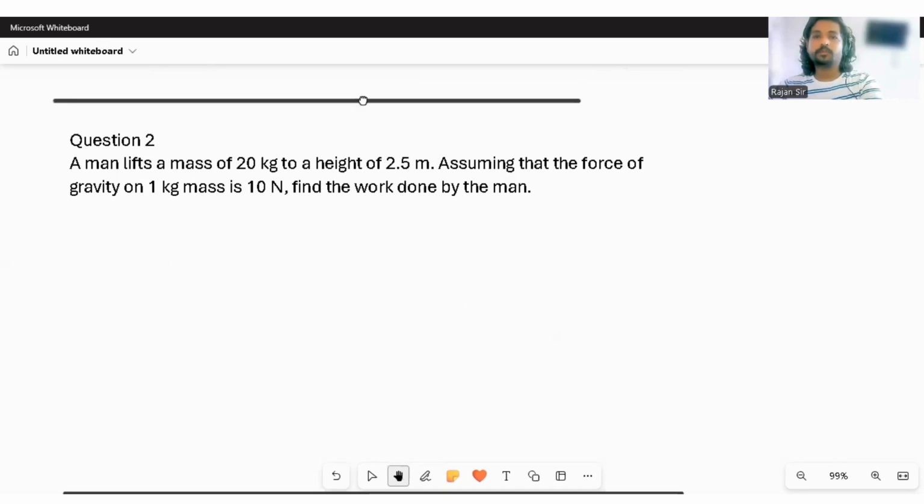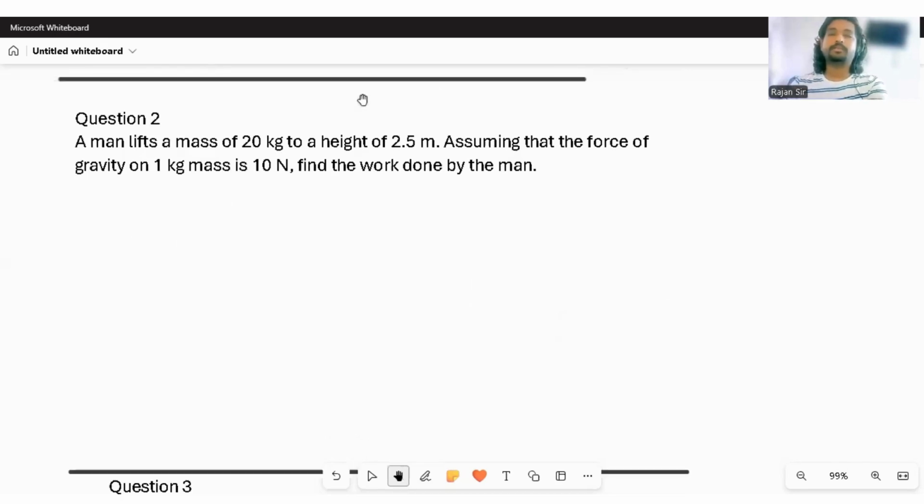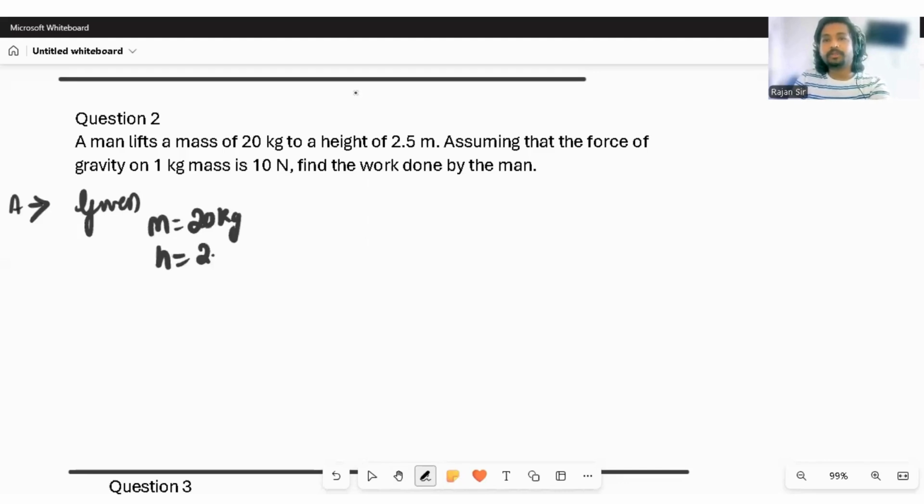And the question number 2: a man lifts a mass of 20 kg to a height of 2.5 meter. Assuming that the force of gravity on 1 kg mass is 10 Newton, find the work done by the man. Now here you have to understand two important things. First, you have the given part. The mass is given to be 20 kg, which is in SI unit, no problem. The height is 2.5 meter.